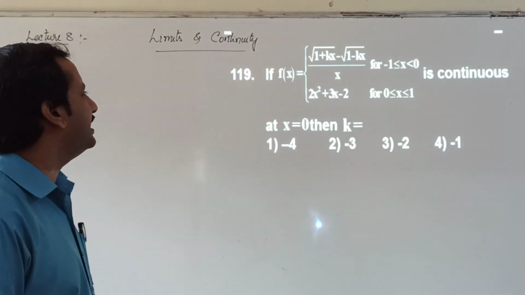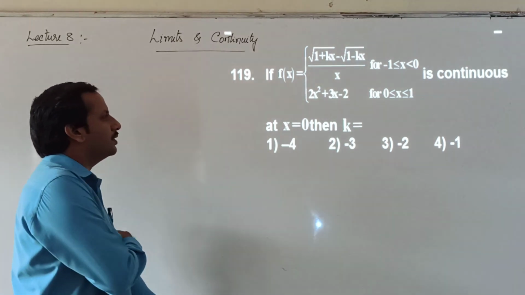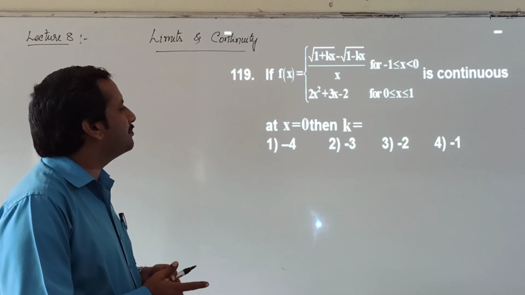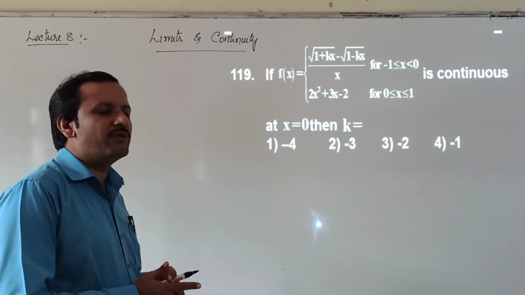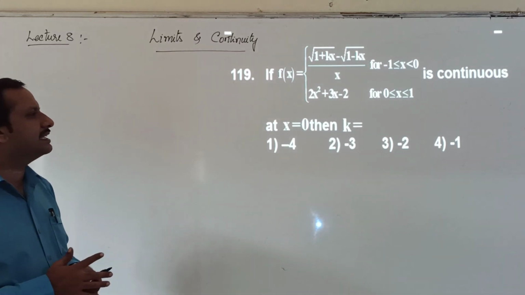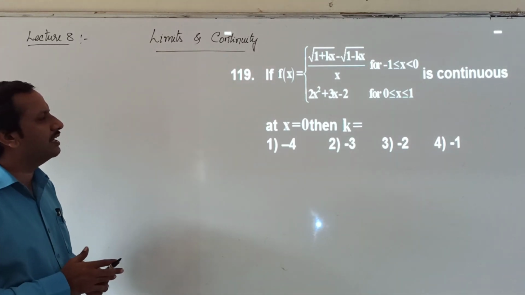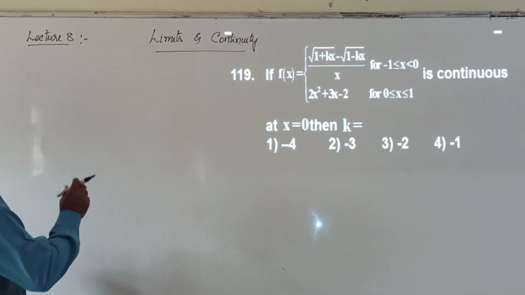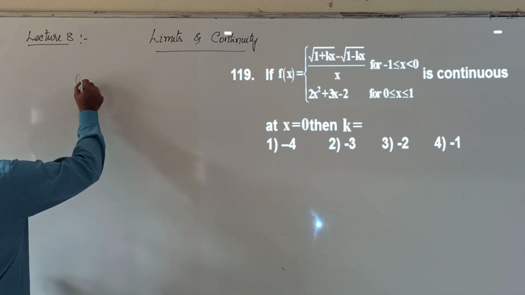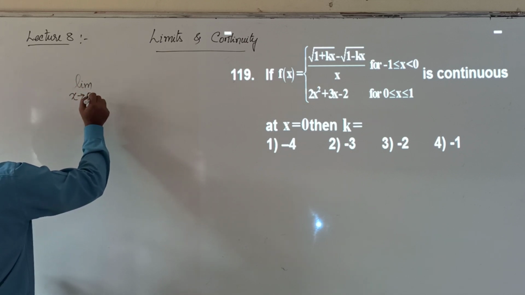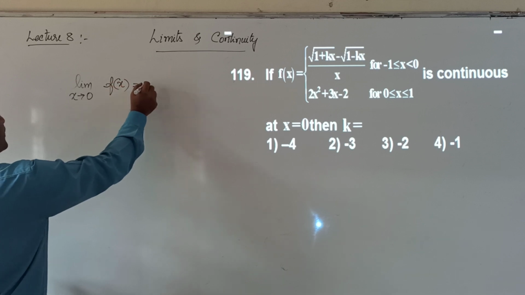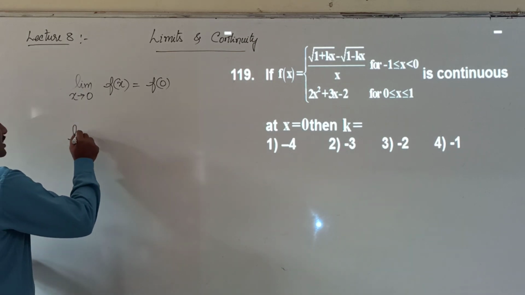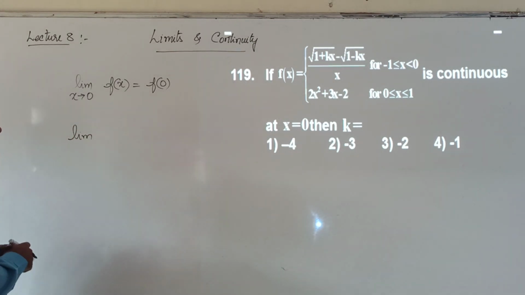Then 190. If f of x is equal to (root of 1 plus kx minus root of 1 minus kx) by x for x between minus 1 and 0, and 2x square plus 3x minus 2 for x between 0 and 1, is continuous at x equal to 0, then k is equal to. It is given that the function is continuous at x equal to 0. Therefore, we can write limit x tends to 0 f of x is equal to f of 0.